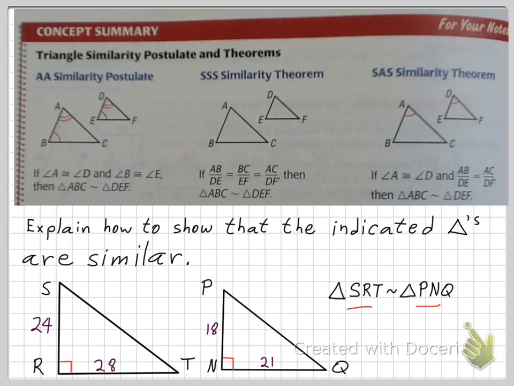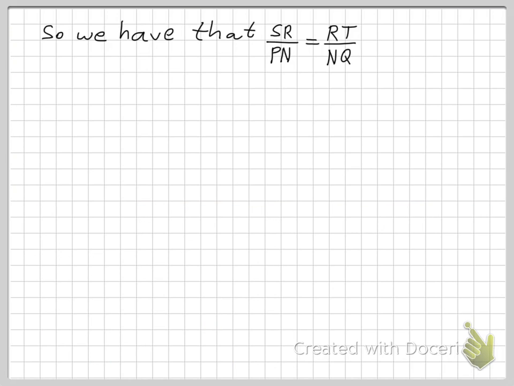So SR must be corresponding with PN. Okay, so we're going to have 24 divided by 18. And then we have RT and NQ, because we have RT here, the last two. I'm going to make this larger here. RT and NQ. And so those must be corresponding as well. And so we have that SR divided by PN is equal to RT divided by NQ, right? These are the corresponding side lengths.